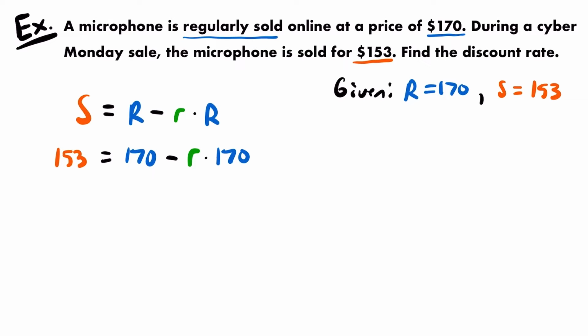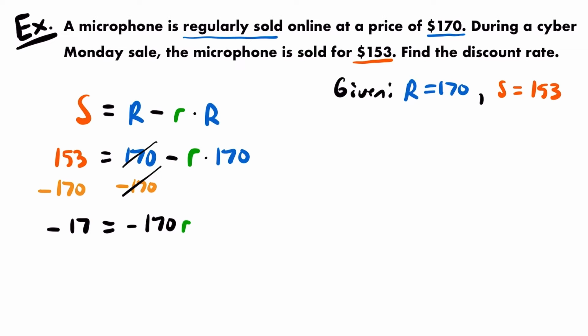And so what we need to do is isolate this variable term, which we can do by first removing this constant term from this side of the equation. So let's subtract 170 from both sides of the equation. So we'll have minus 170 on both sides. 170 minus itself is 0, so those cancel out. And then 153 minus 170 is negative 17, and that will be equal to negative r times 170. Or really, it would be r with a coefficient of negative 170. All right, you could rewrite that as negative 170 times r.